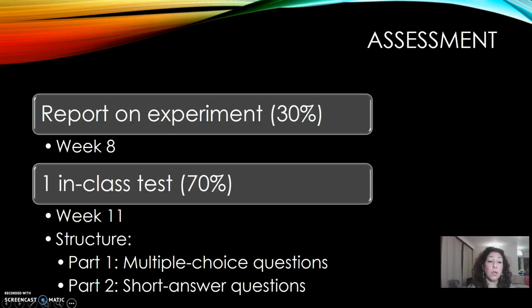This will be done on week 11 and the structure is a first section with multiple choice questions and a second section with short answer questions.